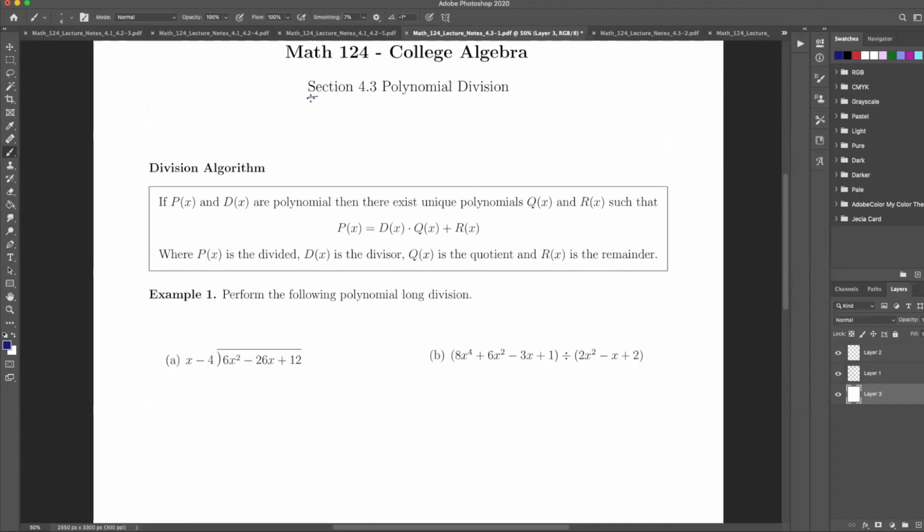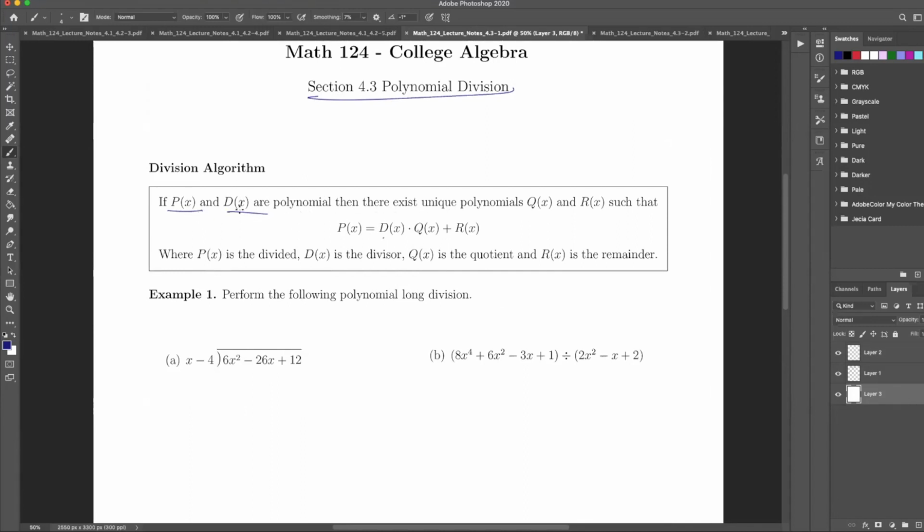All right, so here we're going to be doing polynomial division. So we're going to let p(x) and d(x) be polynomials. I think I use a capitalized D. Your book uses a lowercase d. Not that big of a difference. And so these are polynomials.